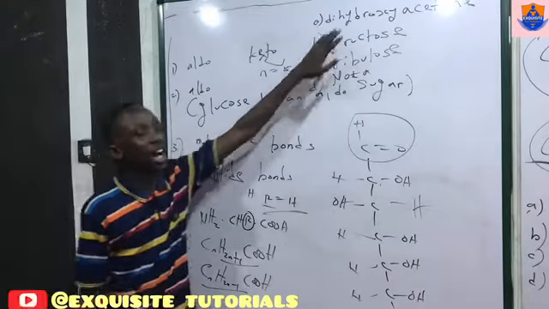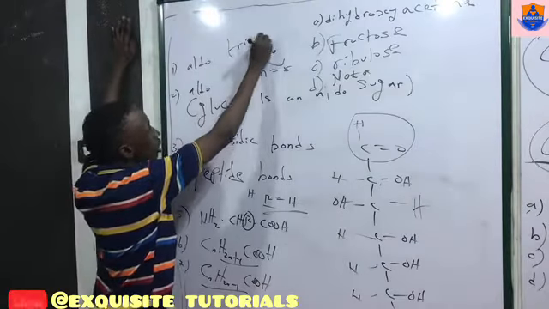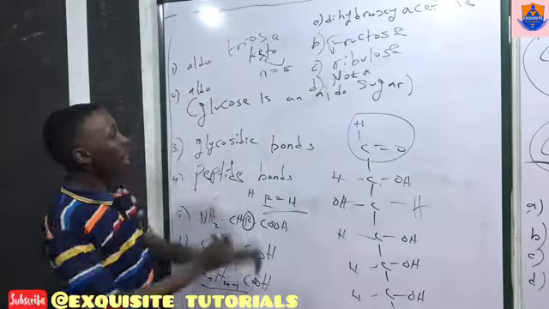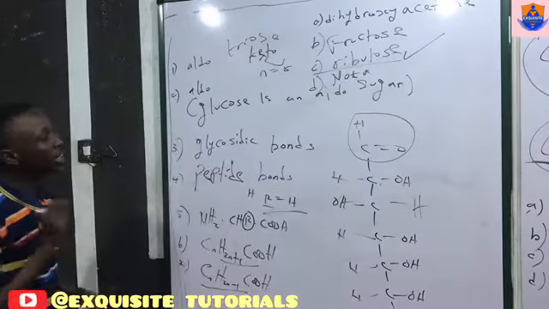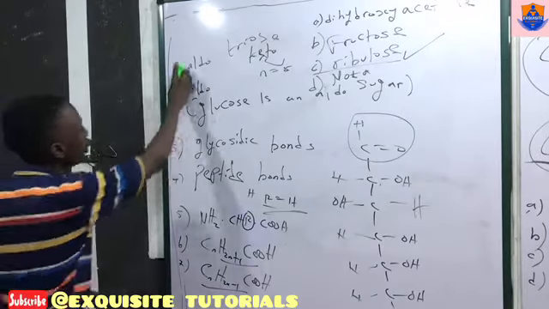Now, dihydroxyacetone is the ketone sugar for the triose. Fructose is the ketone sugar for the hexose. Then ribulose is the ketone sugar for the pentose. So if you went for C, you'll be very correct.